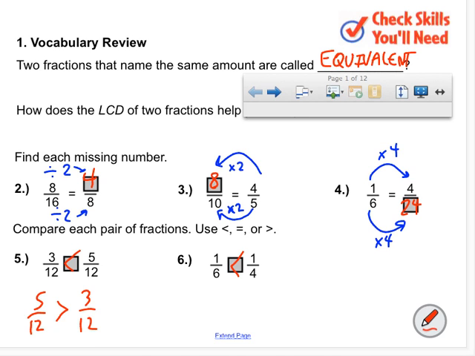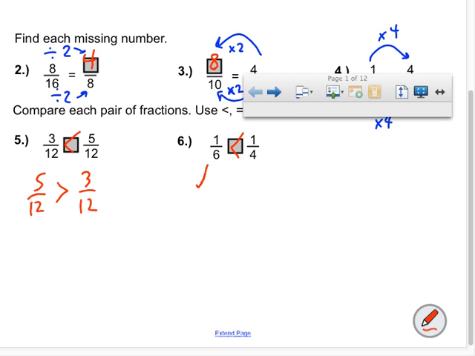Okay. But you can test it out. If you don't understand the shortcut, we can rewrite these. 1/6 and 1/4, what's the LCM of 6 and 4? 12. A lot of people want to say 24, but the first multiple they have in common is 12.